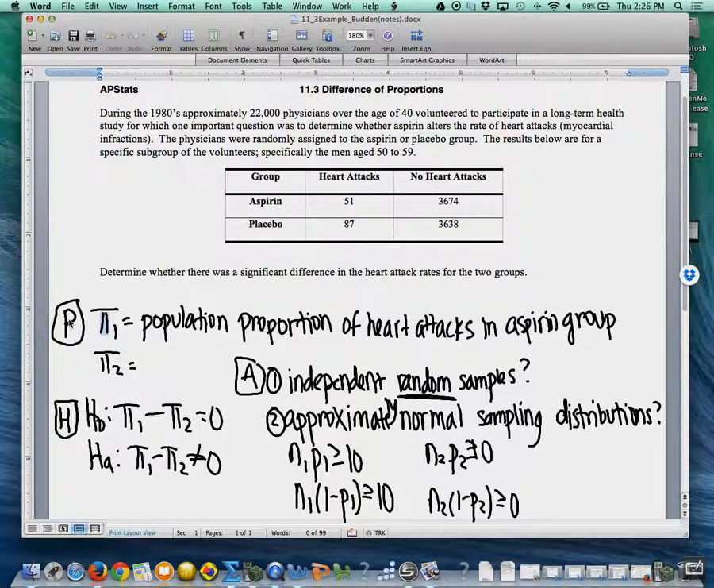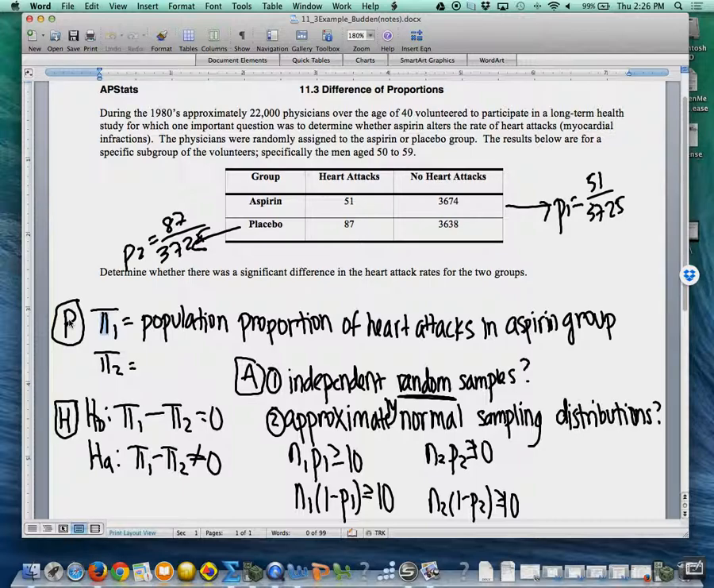Okay, so in our case, for this aspirin group, p1 is going to be 51 people had a heart attack out of the sample size of 3,725. Why is the n2 one greater than or equal to 0? It should be 10. Thank you. So our placebo p2 is going to be 87 people who had a heart attack out of 3,725. In this case, our two samples are the same size, but generally that's not going to be the case.